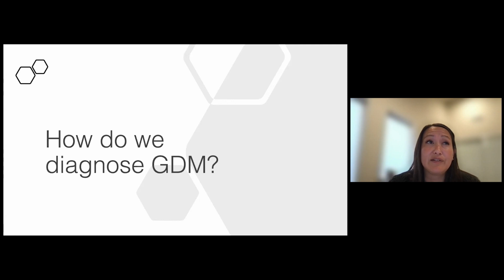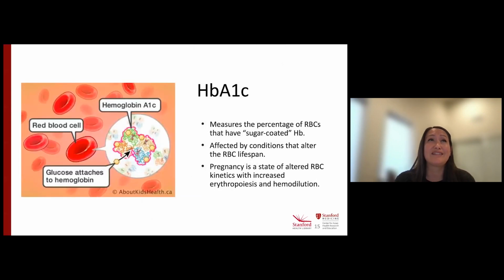But in addition, we're going to talk a little bit about hemoglobin A1C and how it's also not necessarily the best measure in pregnancy. When sugar enters your bloodstream, it attaches to hemoglobin, which is a protein in your red blood cell. Everybody has some sugar attached to their hemoglobin, but people with higher blood sugar levels will have more. So this A1C test measures the percentage of your red blood cells that have sugar-coated hemoglobin on it. But it's affected by conditions that alter red blood cell lifespans. For example, iron deficiency anemia can prolong red cell survival time and increase hemoglobin A1C levels. And pregnancy itself is a state of altered RBC kinetics with increased erythropoiesis and also with hemodilution.